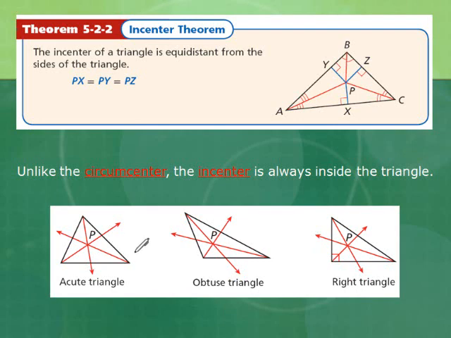Now the incenter will always be inside of the triangle, and you're going to want to remember this because you're going to see this question on the test. The incenter is only inside of the triangle. So if I have an acute triangle, notice the incenter, where the lines cross, is inside the triangle. In an obtuse triangle, the incenter is still inside the triangle. And in a right triangle, the incenter is still inside the triangle. So don't forget, the incenter is always inside the triangle. It is never outside of the triangle.